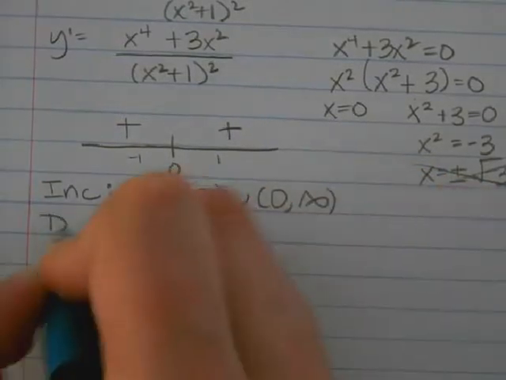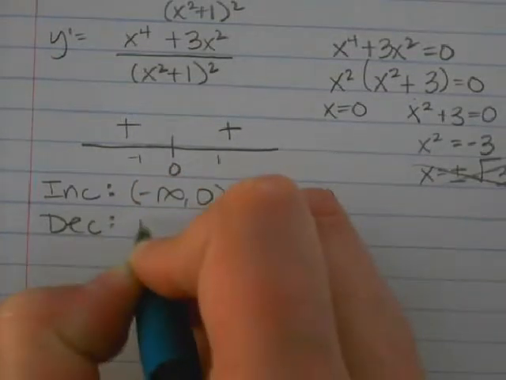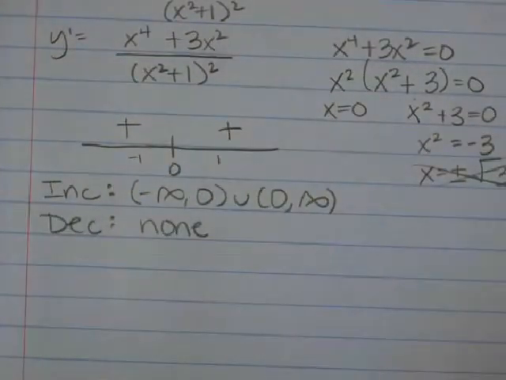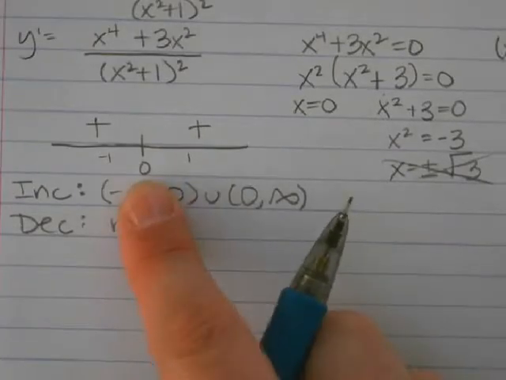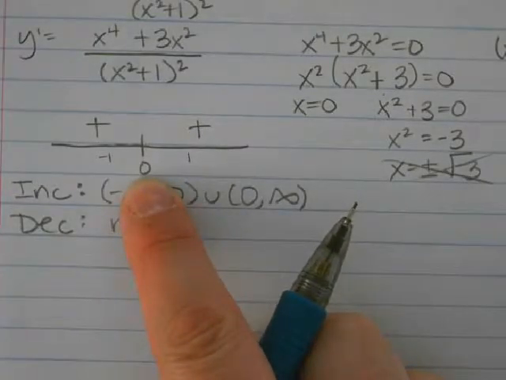Why wouldn't you just do negative infinity to positive infinity? That's what I was just explaining. The reason you wouldn't say negative infinity to positive infinity is because right here at 0 you have a slope of 0. That means we don't have any maxes and mins. Yeah, that means the graph flattens out.